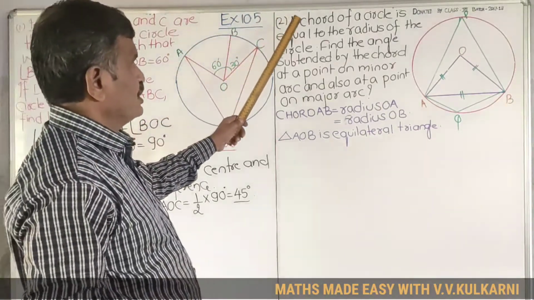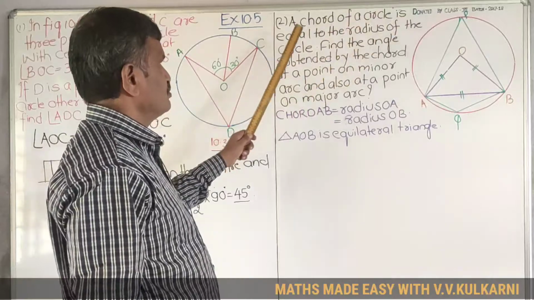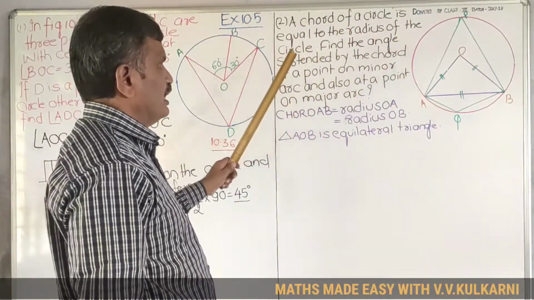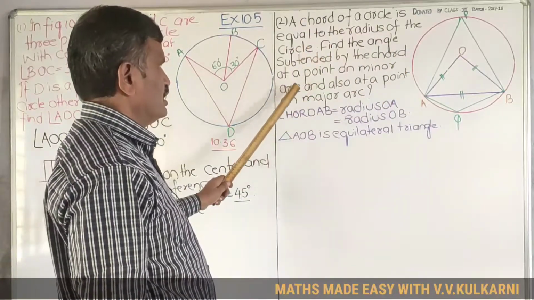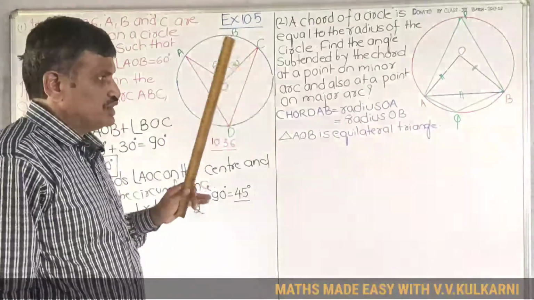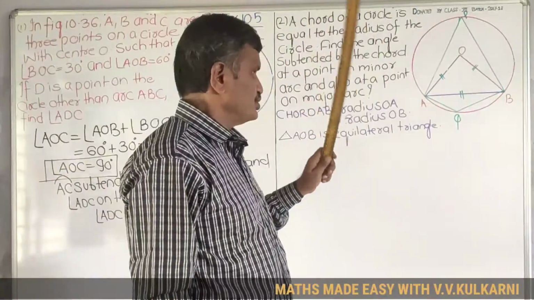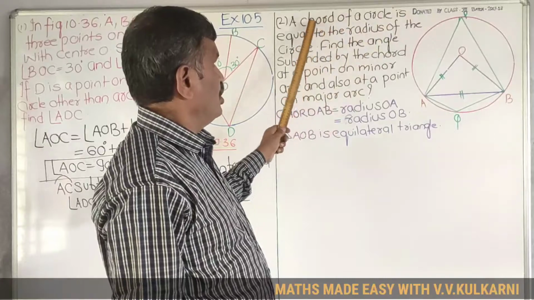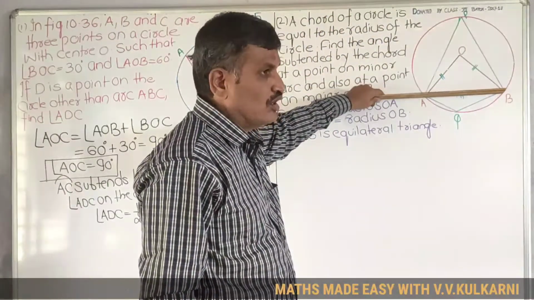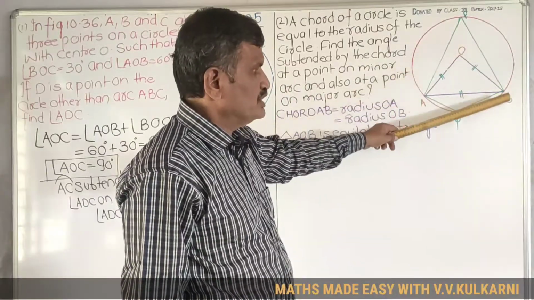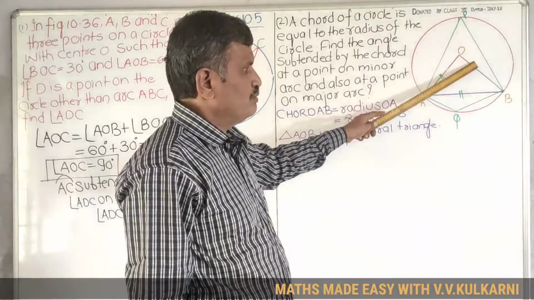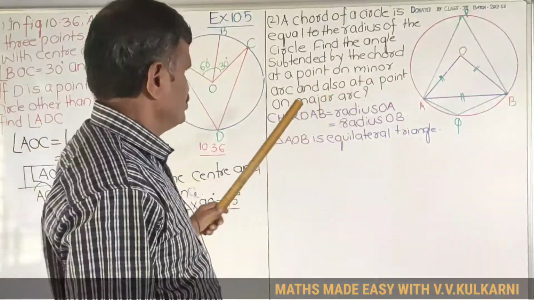Next question is: a chord of a circle is equal to the radius of the circle. Find the angle subtended by the chord at a point on the minor arc and also at a point on the major arc. What does it mean? The question means that the chord of a circle is equal to the radius of the circle. If I say that AB is the chord, OA is the radius and OB is the radius, according to the question OA equals OB equals AB. So that is what I have written here.